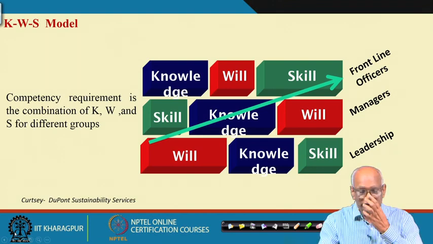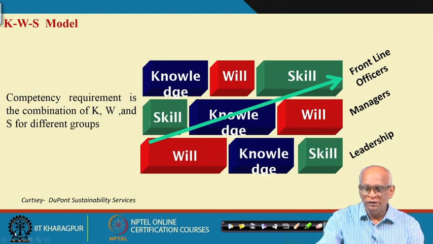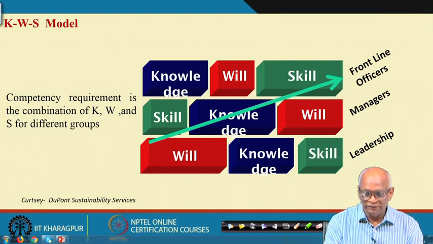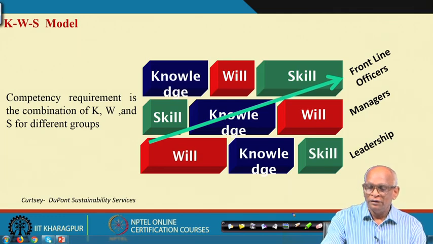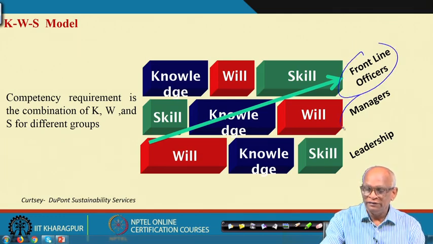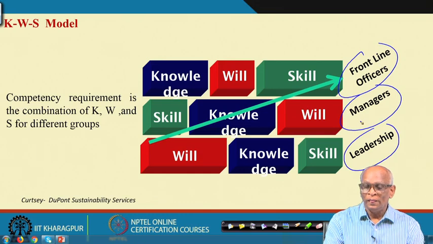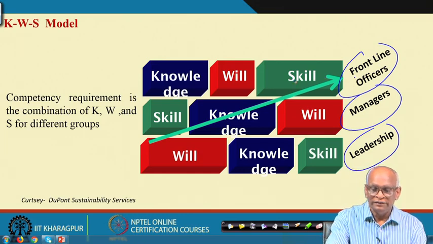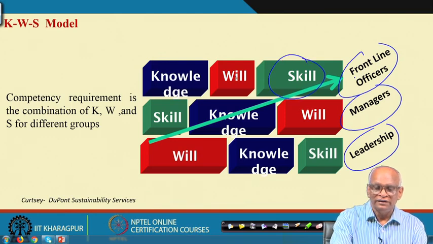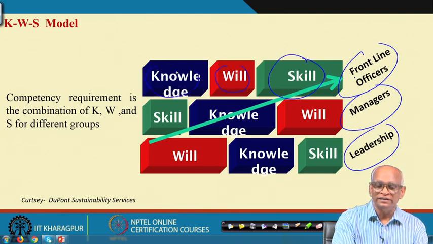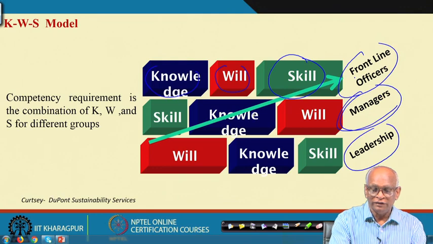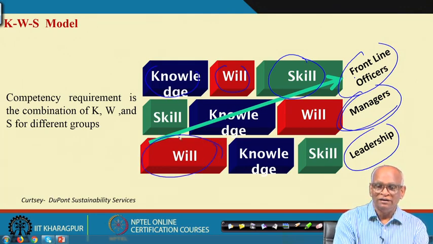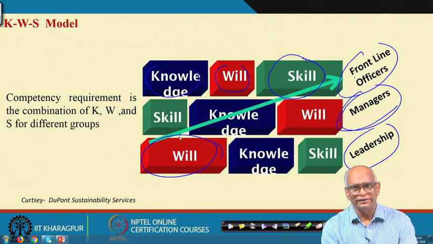People: when we have people at different levels, we have frontline managers and leadership. So what competencies do they require? Frontline managers require high skills, some will and some knowledge. Managers require more knowledge. Leadership requires more will, and very little skill.